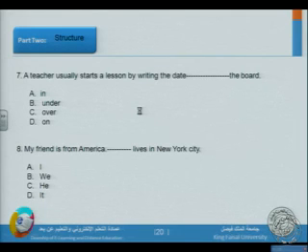A teacher usually starts a lesson by writing the date. We took prepositions, remember the prepositions: in, on, next to, behind. So on the board, because in means inside, under means below, over means above, and on means on. Okay, this mouse or this pen is on the table, this pen is on the board, I write on the board.